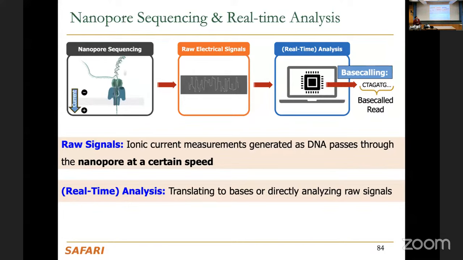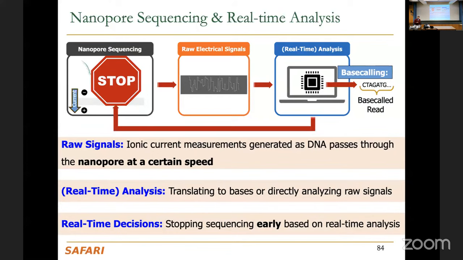But what's also fascinating is that we can do one more thing. These electrical signals are generated in real time, which means we can also analyze them in real time while the data is generated. And if our analysis is fast enough to match the data generation speed, we can take actions. Maybe the DNA that I'm reading right now is not interesting to me. Maybe I'm only interested in the human genome, and the sample that I collected includes other genomes as well, and I don't want to sequence them. As soon as I understand that this is perhaps not coming from the human genome, we can tell the sequencer in the middle to stop sequencing that particular read.